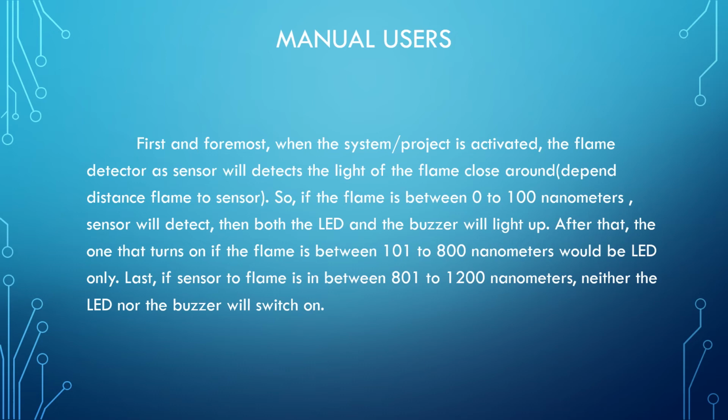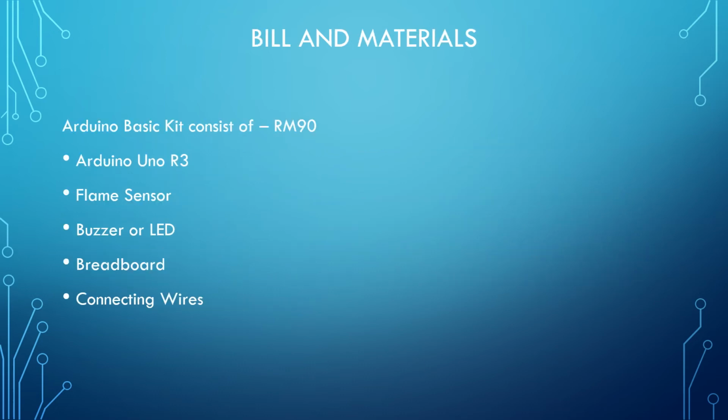So for equipment, bill and materials, the Arduino basic kit costs 90 ringgit Malaysia. What we got is Arduino Uno R3, flame sensor, buzzer, LED, breadboard and connecting wires.